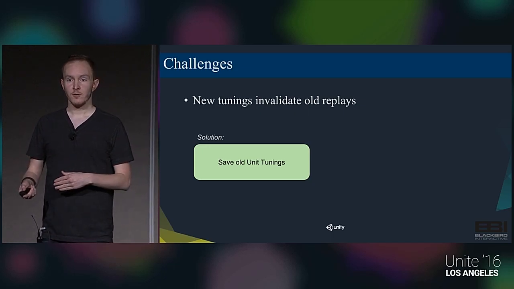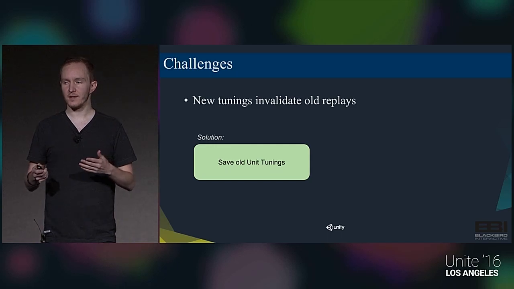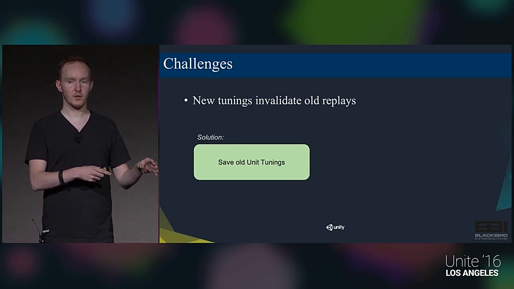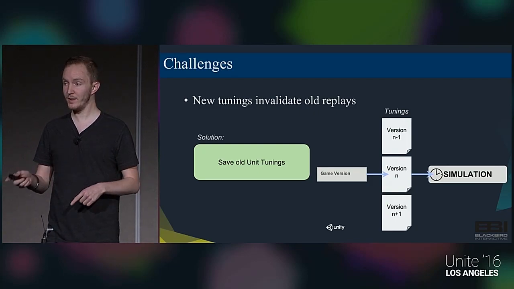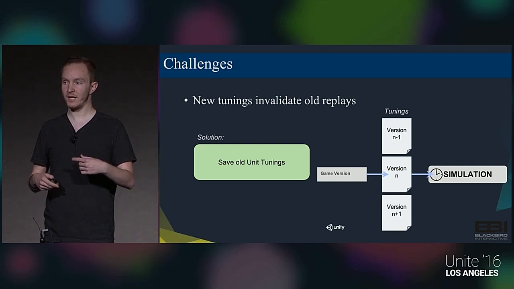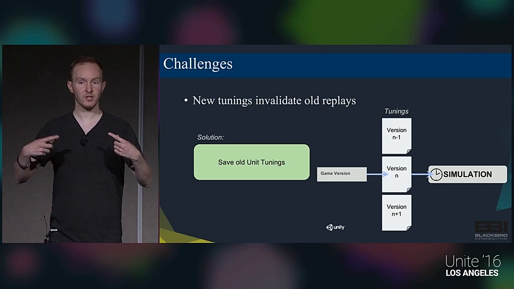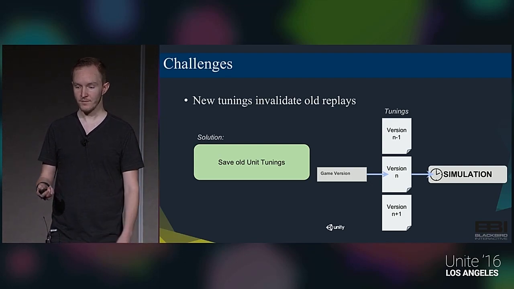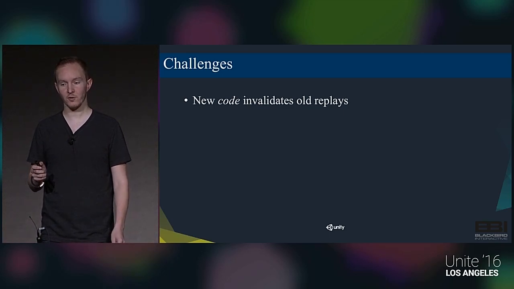Every time you update your version of the game, you take all of the old tunings, or maybe just the things that changed, and save them out to some local file. Then when I load the replay, I look at the game version, find the replay tunings that match that game version, pump that into the simulation, and run the replay with that information. On a similar note, new code invalidates old replays.